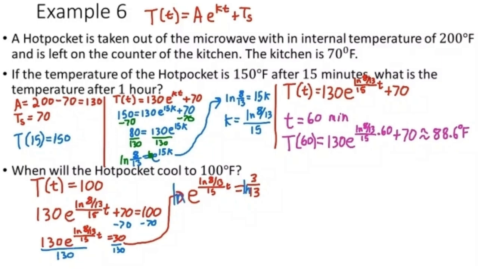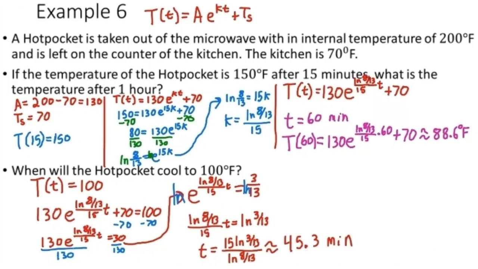Now we'll apply the natural log to both sides. We get that the natural log of 8 over 13 all over 15t equals the natural log of 3 over 13. So after multiplying both sides by 15 and dividing by the natural log of 8 over 13, we get that t equals 15 times the natural log of 3 over 13 divided by the natural log of 8 over 13. And if we throw that into the calculator, we get approximately 45.3 minutes.